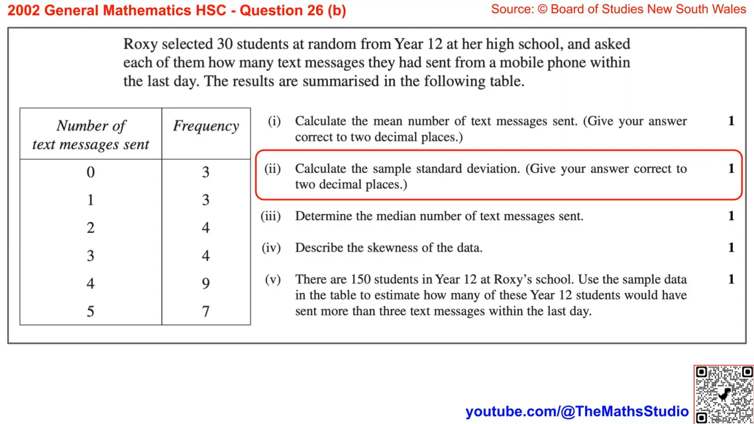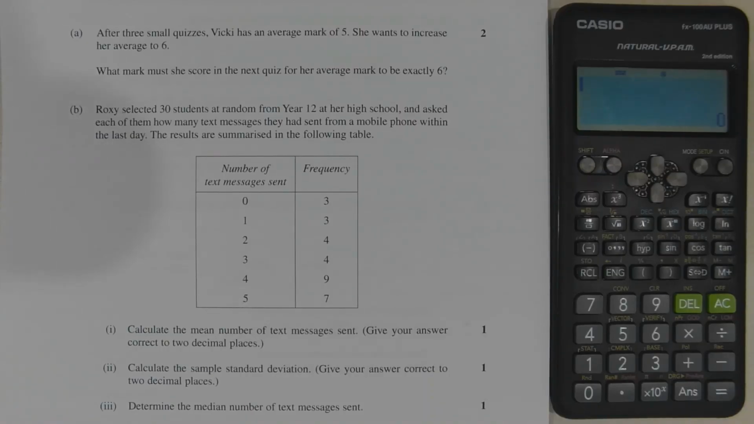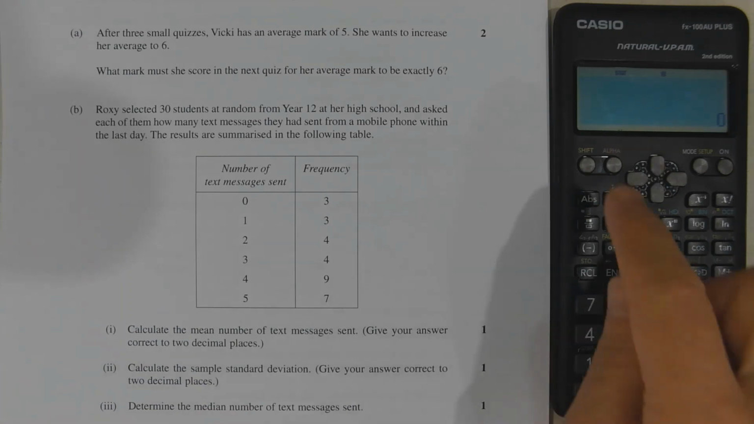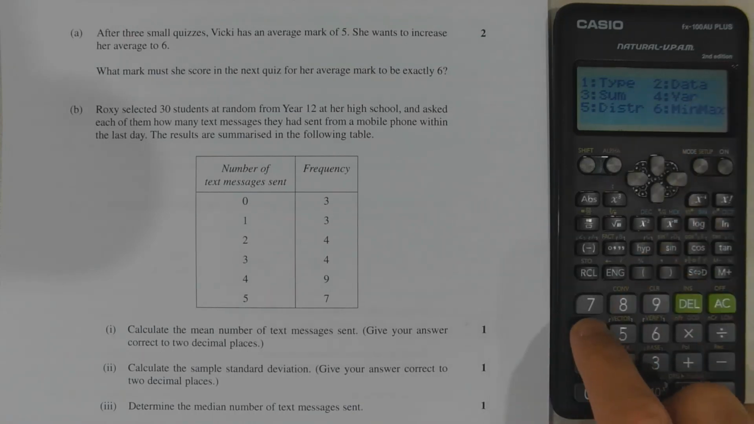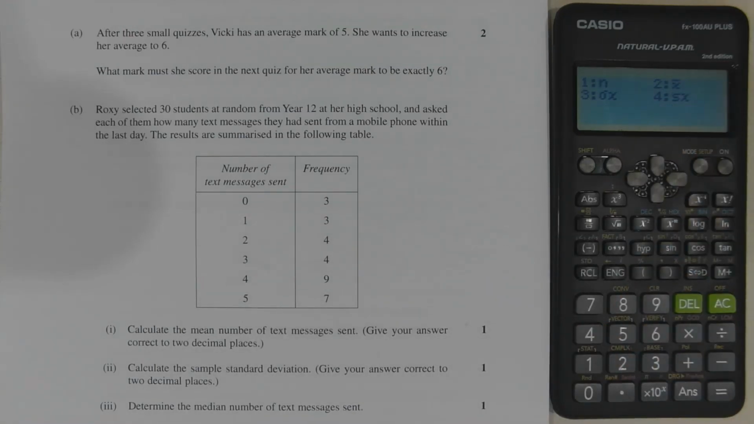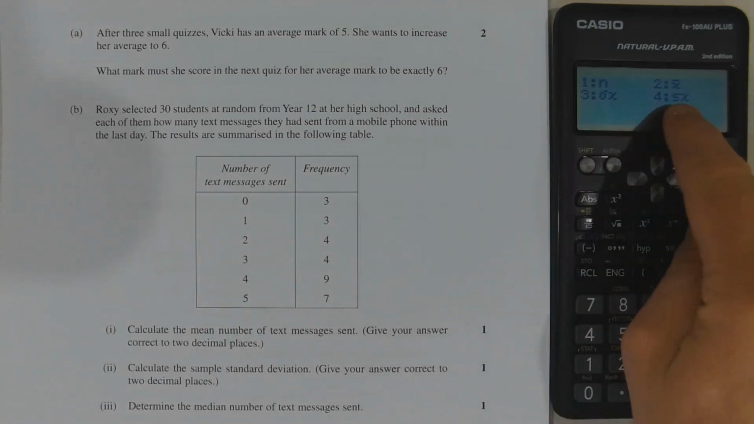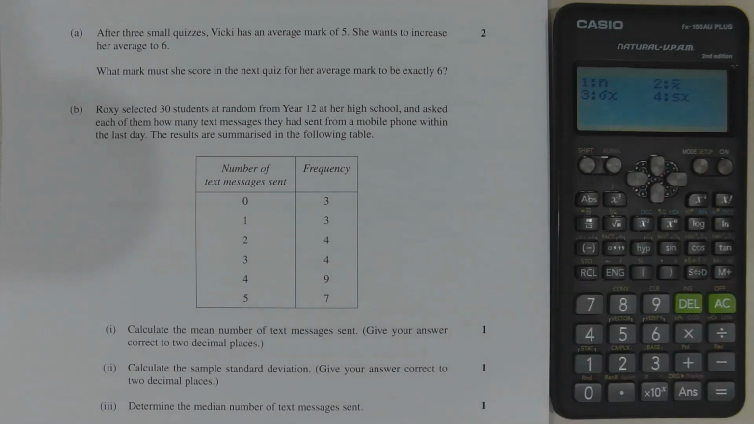Part 2. Calculate the sample standard deviation. Give your answer correct to 2 decimal places. Since the data has already been entered into the calculator and it has not been cleared, we can use the statistics context menu to find the sample standard deviation. So pressing Shift and then 1 and then var, which we used in part 1, notice here option 3 and option 4 we have sigma and S.